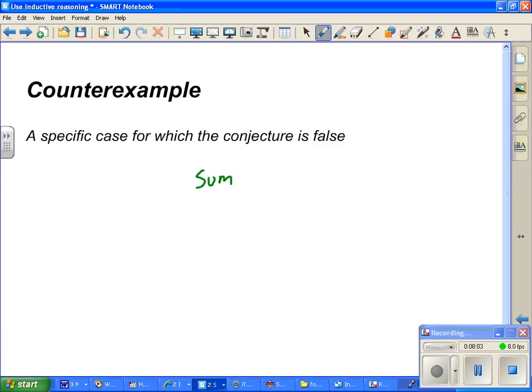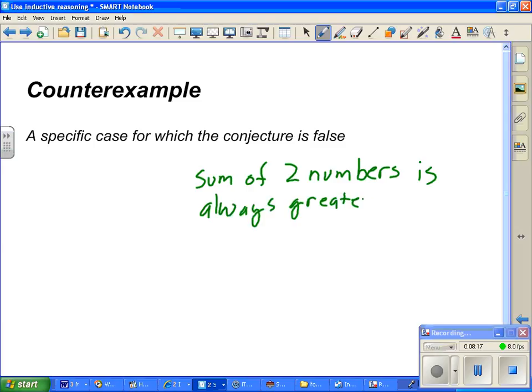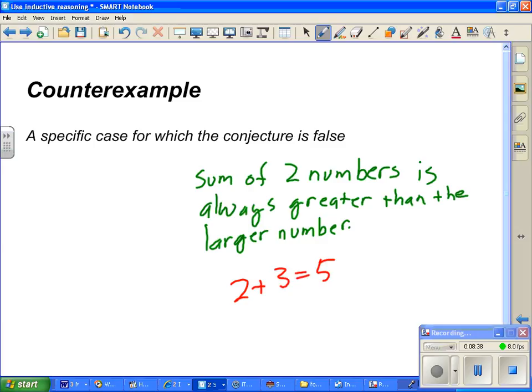The sum of two numbers is always greater than the larger number. Well, sure, that's true. That's pretty simple, right? Yeah, I start throwing down examples. 2 plus 3 is 5. The sum of those two numbers is 5, and that's obviously bigger than the biggest number.